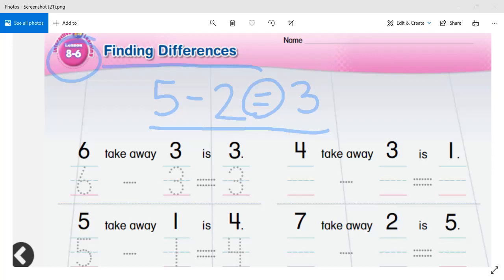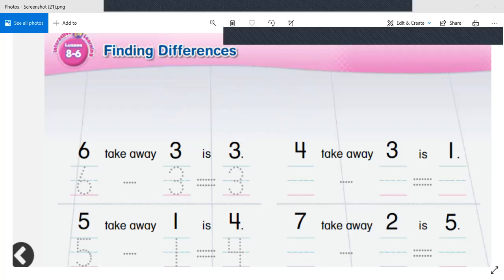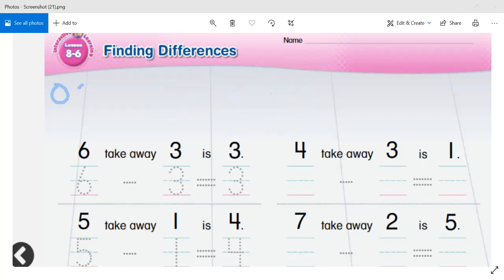Let's look at our first problem here on our worksheet. Let's erase this. There are 6 fire hats. So let's use some markers. 1, 2, 3, 4, 5, 6. Firefighters take away 3 hats. How can we show how many hats are left?